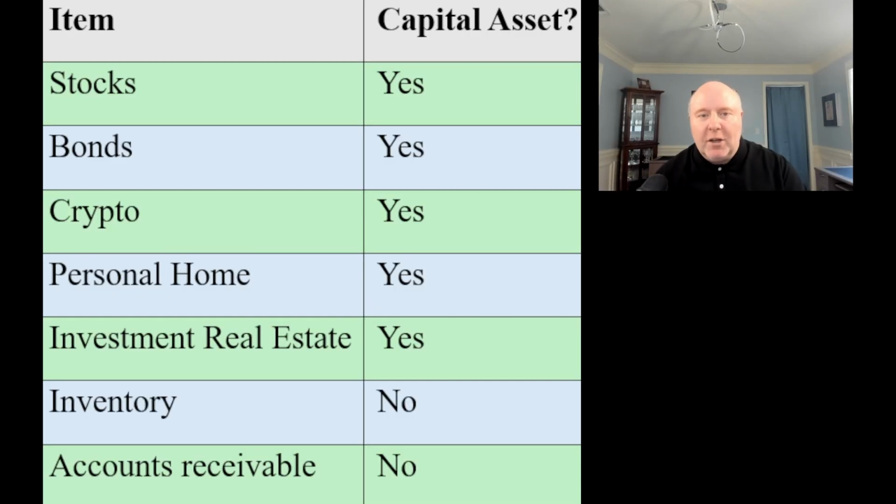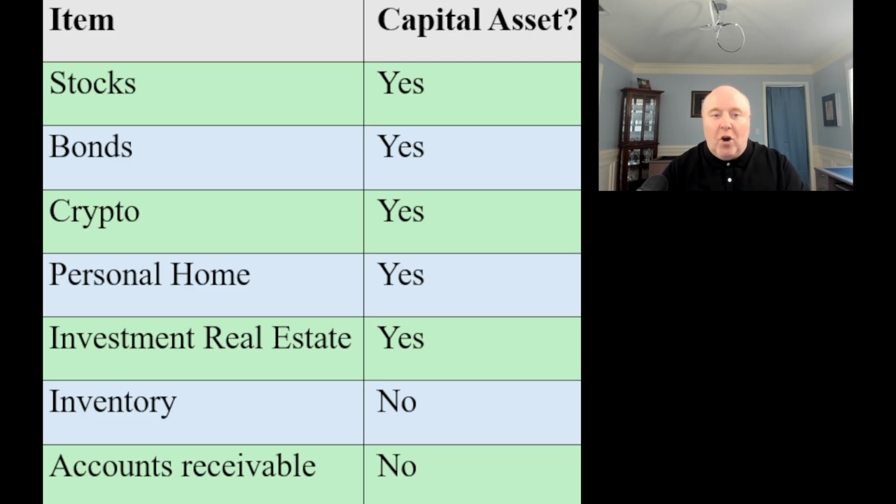All right, so let's take a look at what capital assets are. This table you're looking at has a bunch of different capital assets on there and a couple that aren't capital assets. When we're looking at capital assets, we know they're going to be investment property or personal assets. So stocks, right? You sell your stocks, you sell your bonds, crypto, those are all going to be considered capital assets.